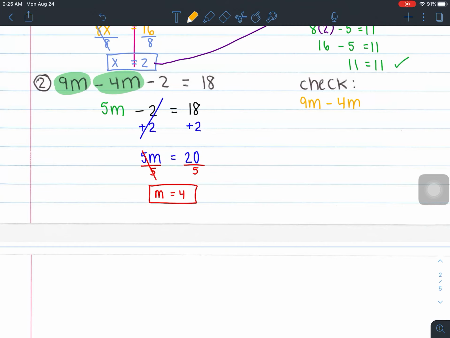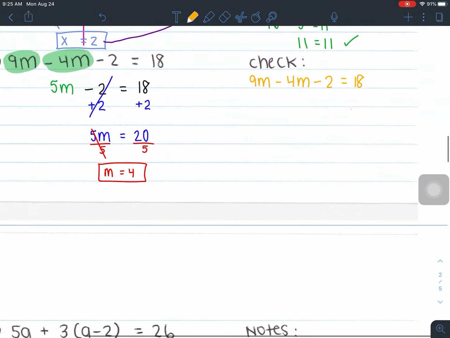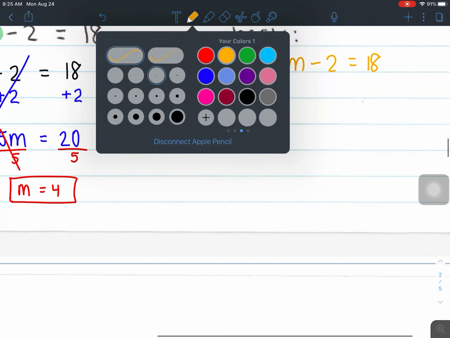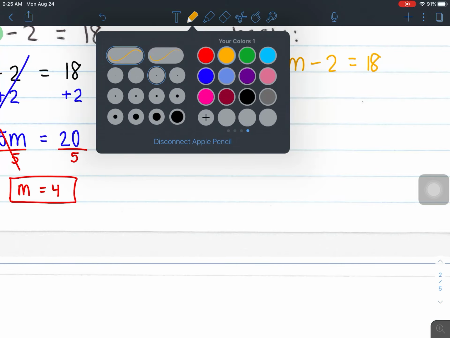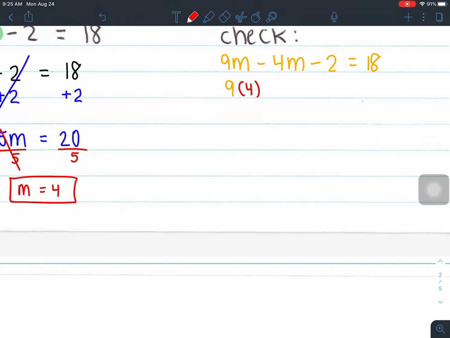9m minus 4m minus 2 equals 18. Anywhere I see a variable, I want to plug in the variable to check. So I would actually plug in the variable in 2 spots. I would plug it in here and here. So then I would have 9 parentheses 4, minus 4 and then parentheses 4 again. Remember, anytime we plug in a number, we want to use parentheses. Now, where'd that 4 come from?